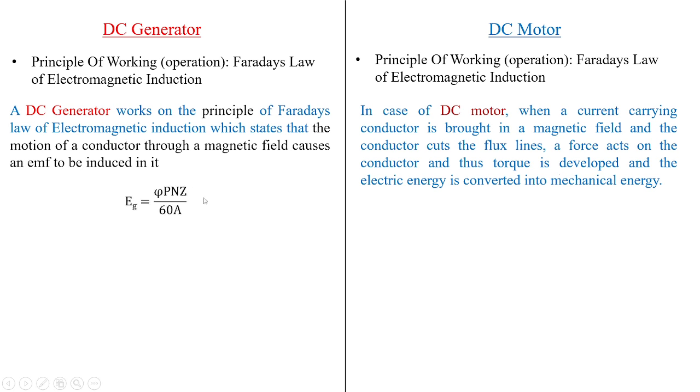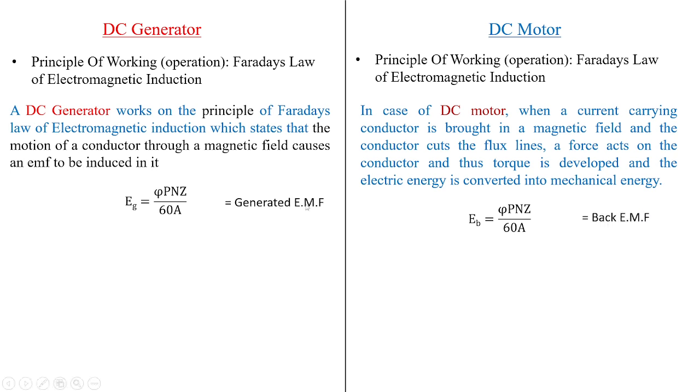Apart from this, what we have seen in our past class is that the generated voltage is given by Eg equals phi P Z N by 60 A. You can look into this derivation in our past classes. Whereas the back EMF is also given by the same formula, phi P Z N by 60 A. What you need to know is the significance of the back EMF. So please comment in the chat box whether you know the significance of back EMF or not. Later on we are going to discuss the significance of back EMF also.